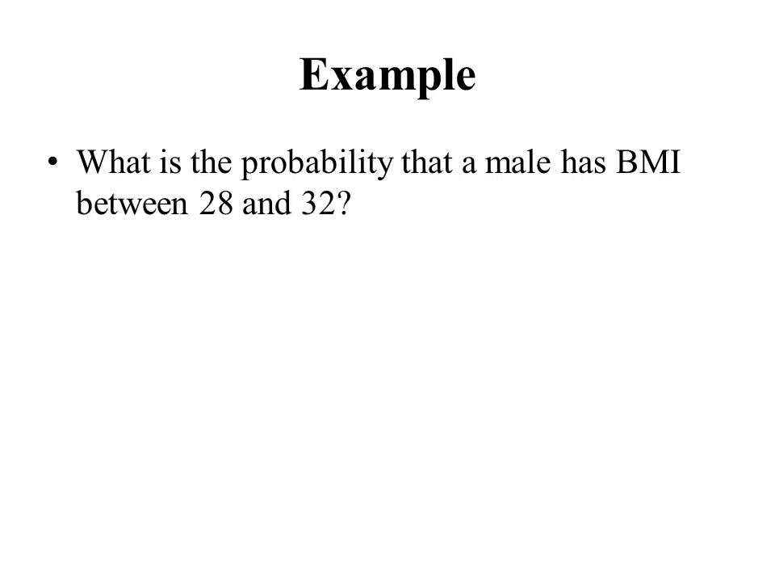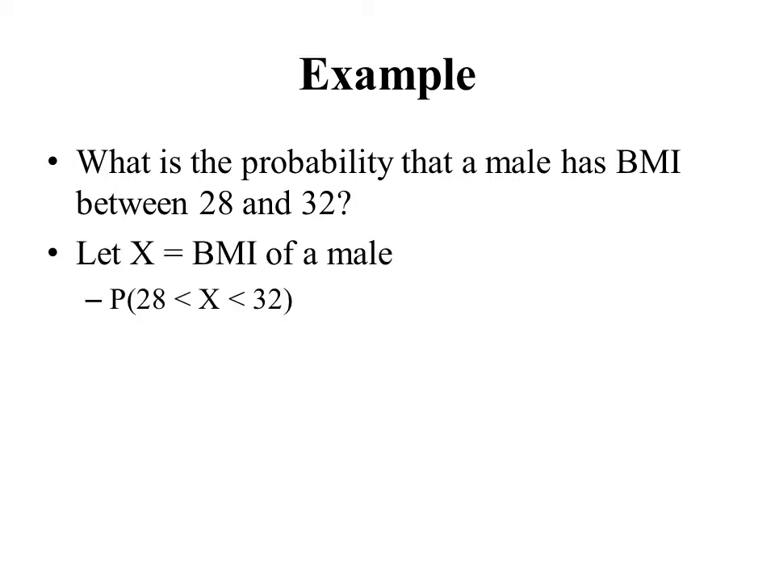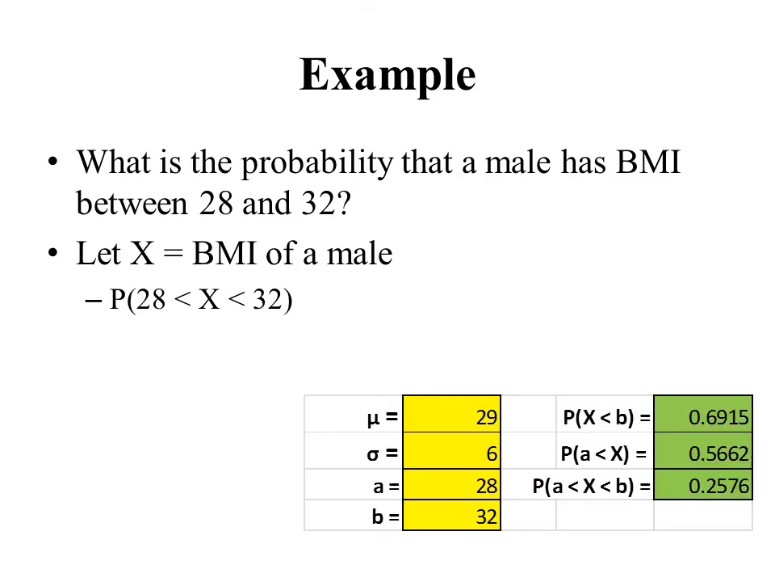Let's do another example. What's the probability that the male has a BMI between 28 and 32? Same random variable. In this case, we want to know the probability that x is between 28 and 32. And so now we have two numbers in our parentheses. In our workbook, we're going to enter the same value of mu and sigma, the value of A, the smaller number, and the value of B, the larger number. We want to know a probability of this form, and so there's our answer, 0.2576. What does that mean in a practical sense? Well, that means that about 25% of all males in this population have a BMI between 28 and 32.